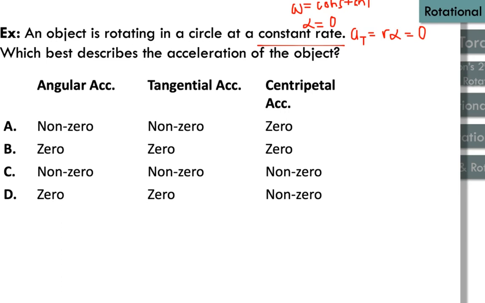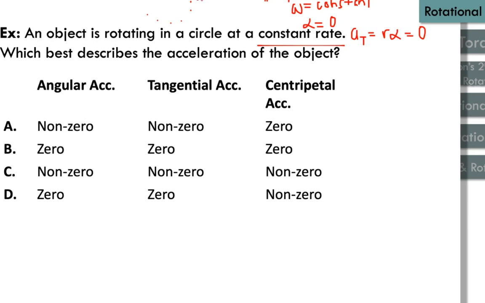In order for an object to move in a circular path, it must have a center-seeking force, meaning an acceleration in that same direction. So we have centripetal acceleration. In order for the magnitude of the tangential velocity to be constant, like our rate of rotation, centripetal acceleration cannot be equal to 0.